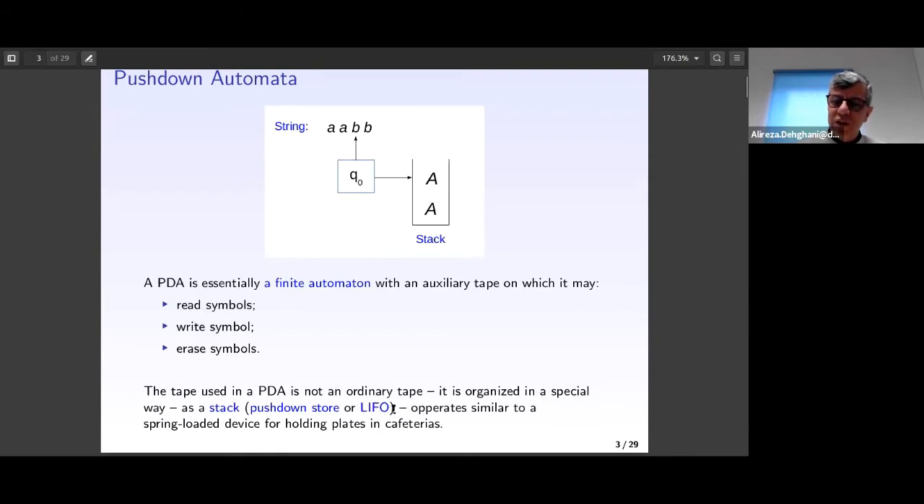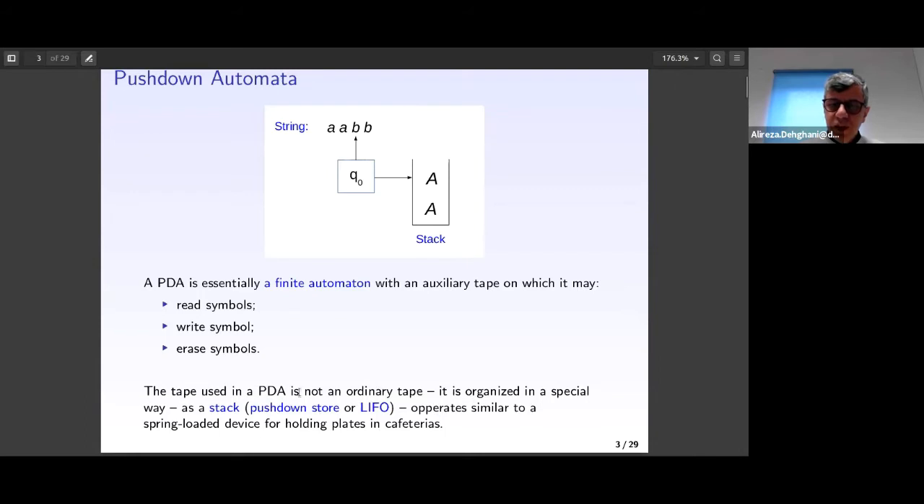The stack works on the last in, first out strategy. That means when you want to read or erase something from the stack, you take the last thing that you pushed into the stack. So in one word, pushdown automata is very similar to the finite automata, but the difference is the stack, and the stack can work in three different ways. You can read something from the stack in LIFO strategy, you can write something into the stack, or you can erase a symbol from the stack.